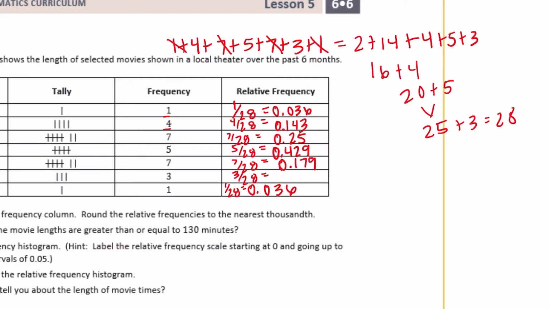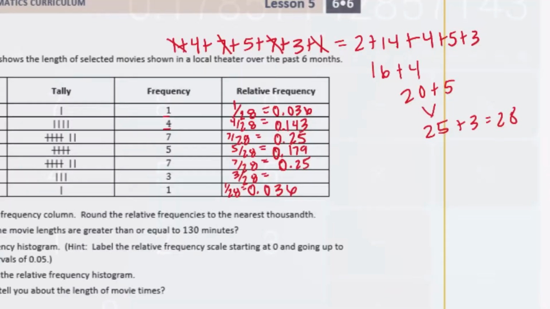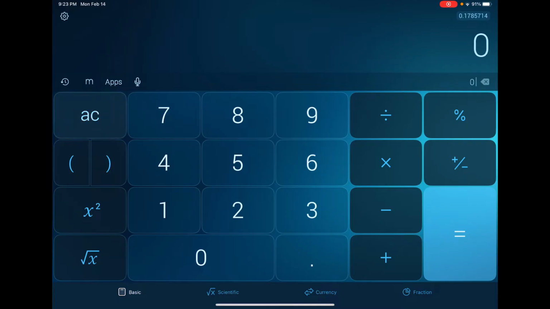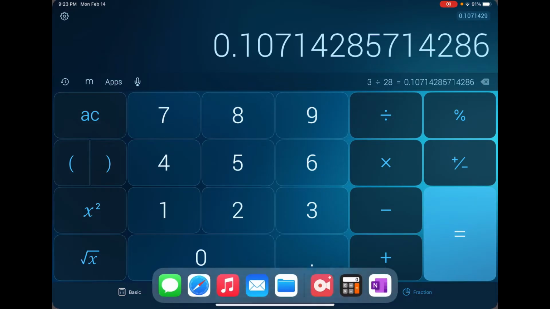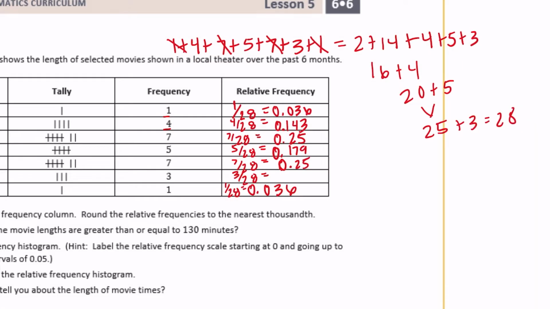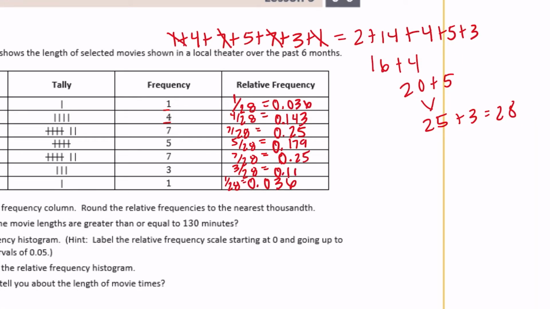And then 3. Oops, I erased the wrong one. Okay, this is 179 thousandths, and this was 25 hundredths. Okay, 3 is 107 thousandths. Okay. So there's the relative frequencies.